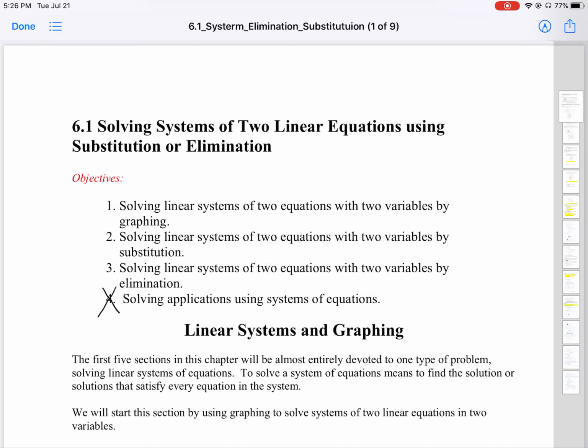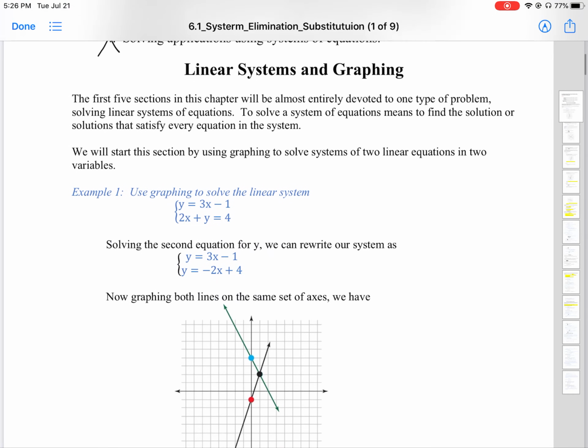Hello. Let's go ahead and continue with a new section, 6.1, solving systems of two linear equations using substitution or elimination. Our objectives are: 1, solving linear systems of two equations with two variables by graphing; 2, solving linear equations with two variables by substitution; and 3, solving linear systems of two equations with two variables by elimination.